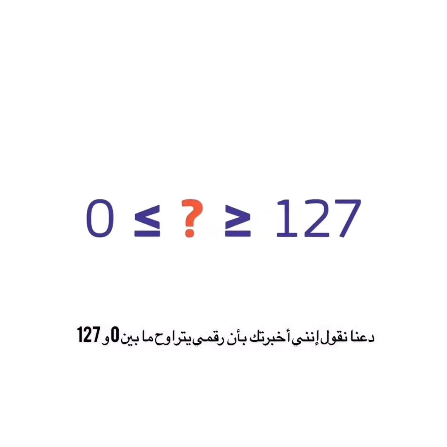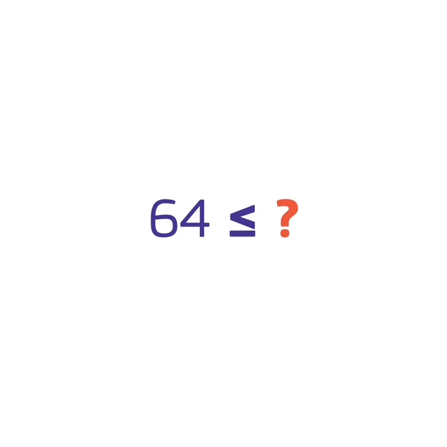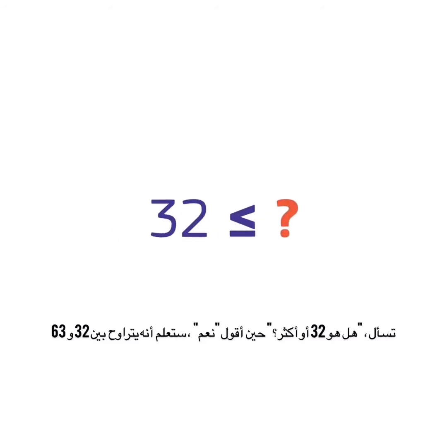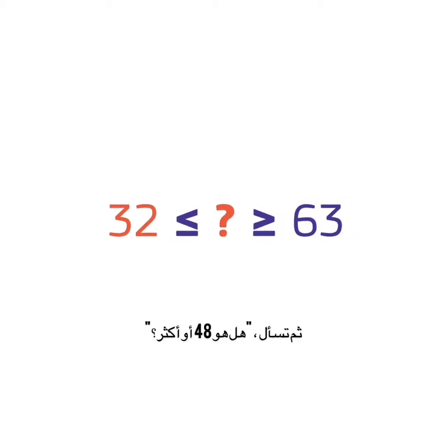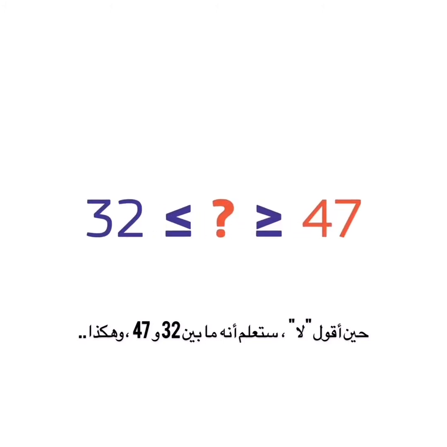Much better, much faster is to use a divide and conquer pattern. Let's say I tell you my number is between 0 and 127. Your first question could be, is it 64 or more? I say no, so now you know it's between 0 and 63. Then you ask, is it 32 or more? I say yes, so you know it's between 32 and 63. Then you ask, is it 48 or more? I say no, so you know it's between 32 and 47, and so on.